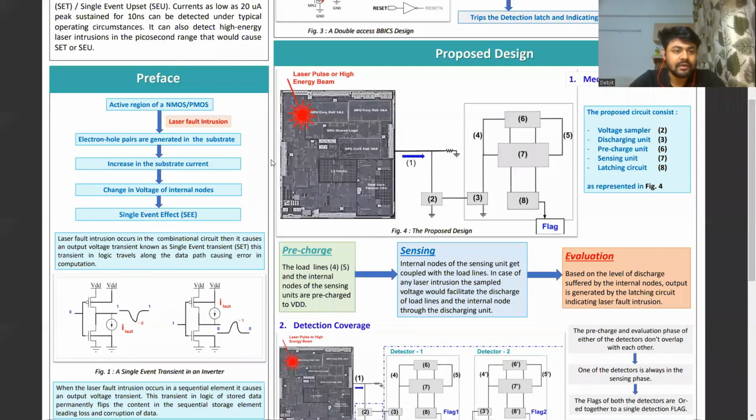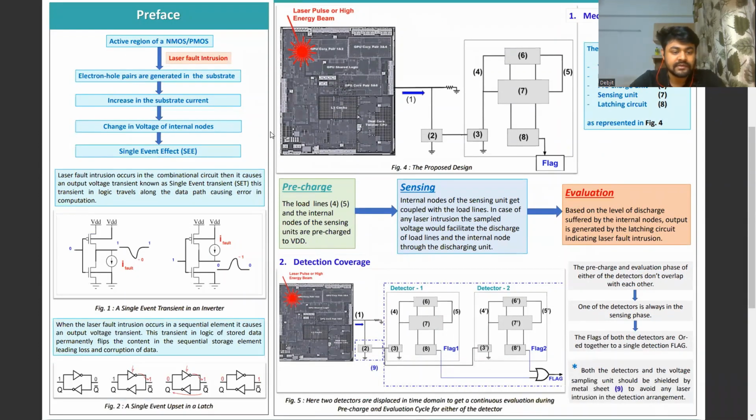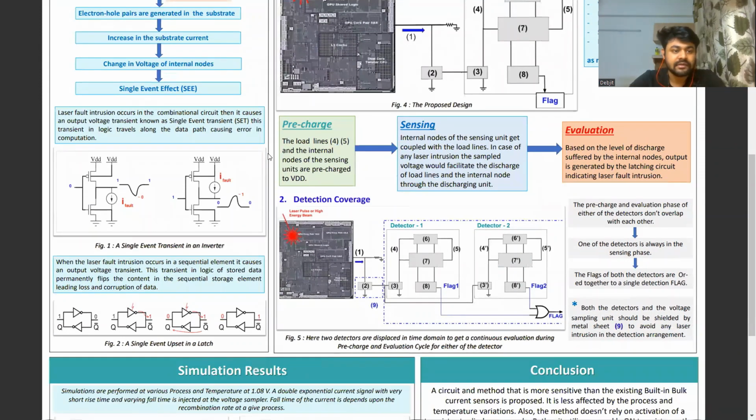When a laser intrusion occurs in the active region of NMOS or PMOS, electron and hole pairs are generated in the substrate due to the photoelectric effect. The electron and hole pair generation results in a high transient current flowing through the substrate and chip ground. During a laser intrusion, this substrate current rises to 10 to 100 times the normal operating condition. This changes the voltage of the internal nodes of the combinational logic circuit and causes an output transient voltage known as single event transient. The transient in logic travels along the data path, causing errors in computation. A single event transient in an inverter is illustrated in figure 1.